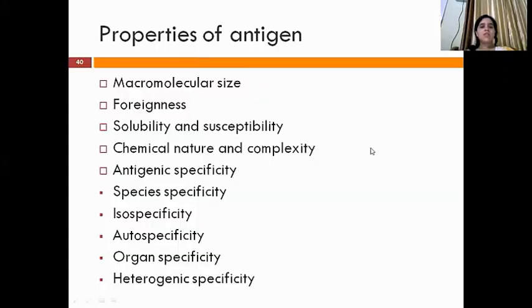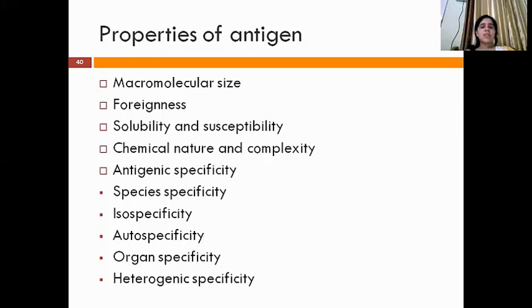Now, what are the properties of antigen? First of all, macromolecular size. The size of the antigen has to be large. Only then it will act as an antigen. Second thing is foreignness. It should be a foreign particle, foreign ingredient, foreign substance. Okay, it should not be a part of your body. Next is solubility and susceptibility. Obviously, it has to be soluble in body fluids. If it is not soluble, then it is not available for antigen-antibody reactions.